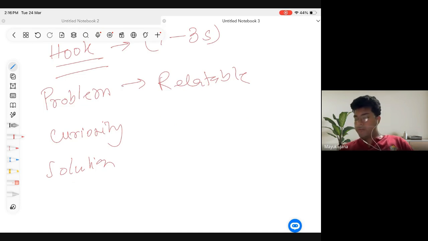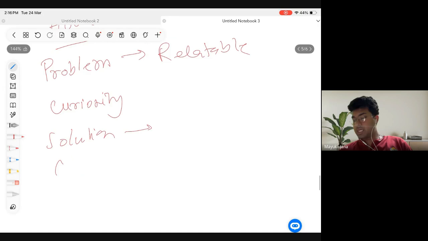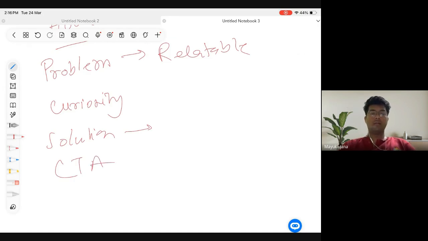Right. So after the solution, we have the CTA. Do you know what I mean by CTA? Call to action. Yes, CTA is a marketing term. It's called call to action, right?